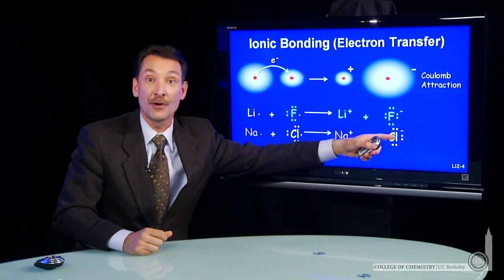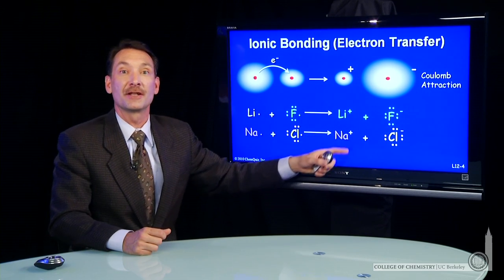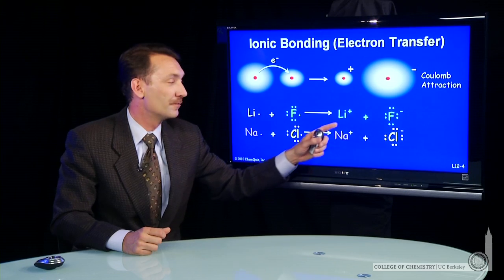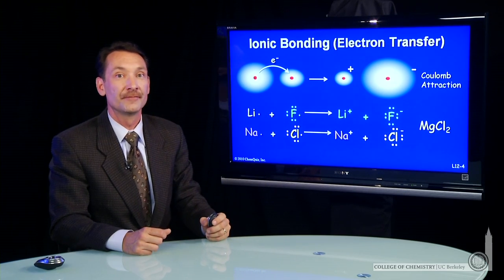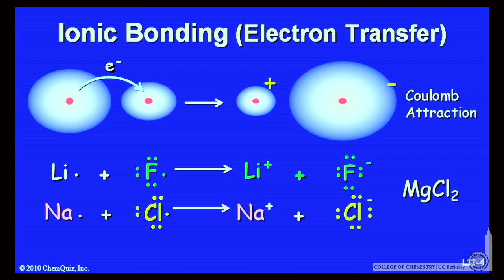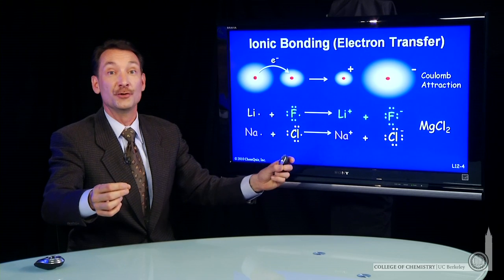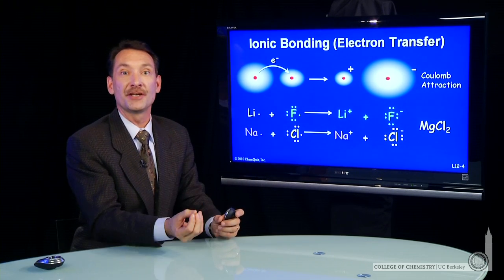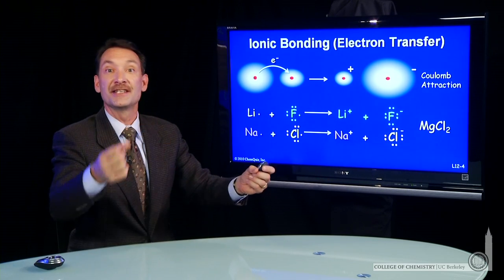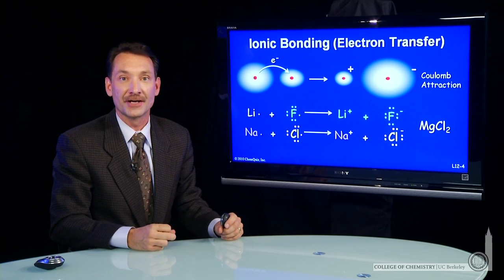Na+ and Cl-: sodium chloride forms when sodium gives up an electron to chlorine and forms Na+ and Cl-. And this can happen with multiple atoms as well. Magnesium chloride: magnesium has 2 valence electrons. It can give up 1 to each of 2 chlorines. It becomes +2 charge. Each chlorine is -1 charge, and all 3 of those are held together by Coulombic interaction.